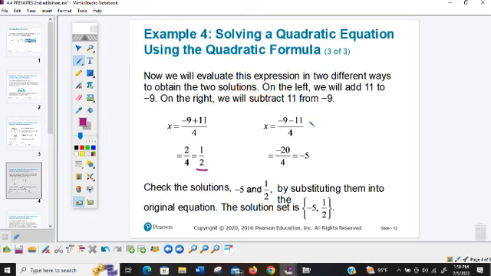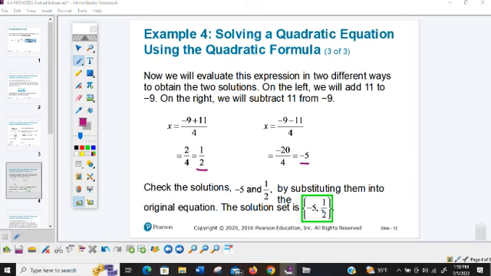Negative 9 minus 11 is negative 20. Negative 20 divided by 4 is negative 5. So I have two solutions. It doesn't really matter what order you put them in, but those are your two solutions, and they will put those in brackets. Now, if you were to plug these back into the original equation, they would make it 0, so you can check your answer.